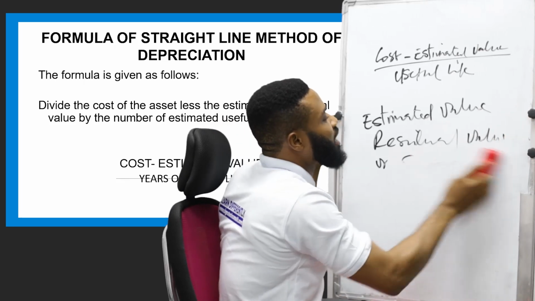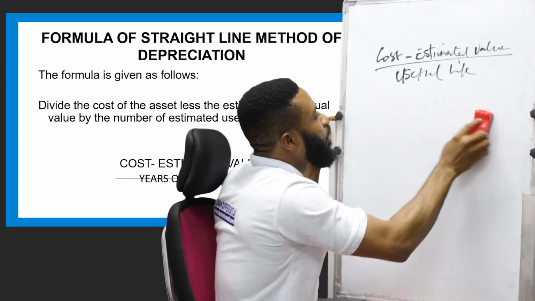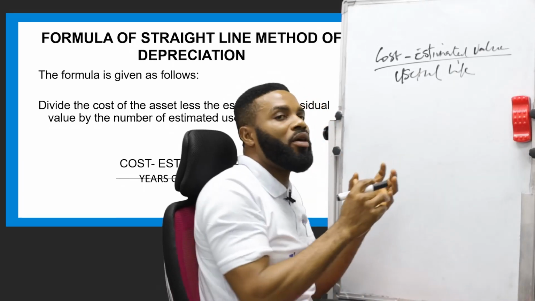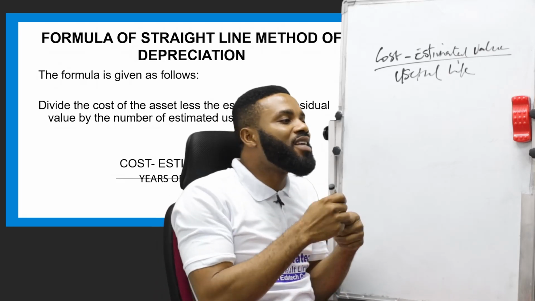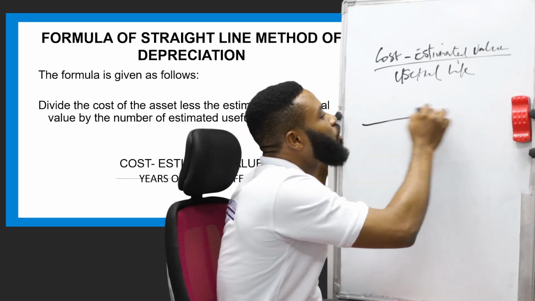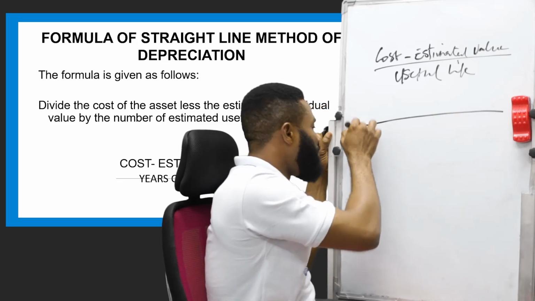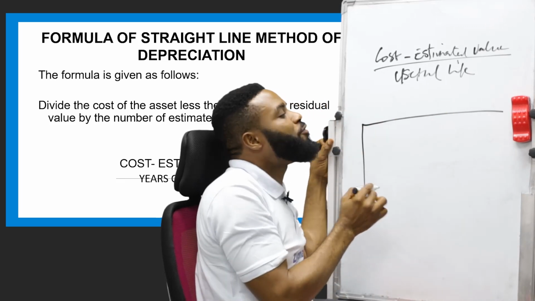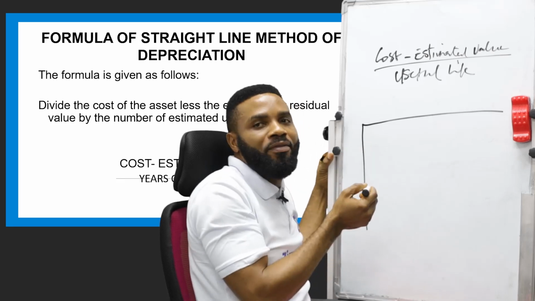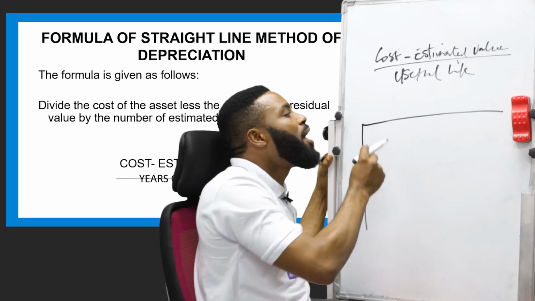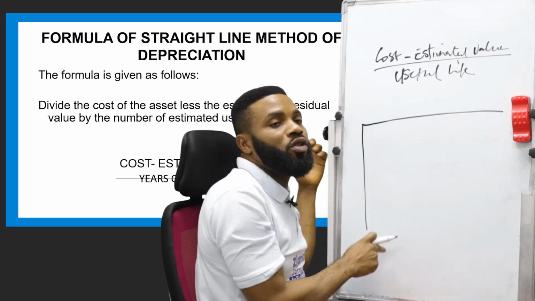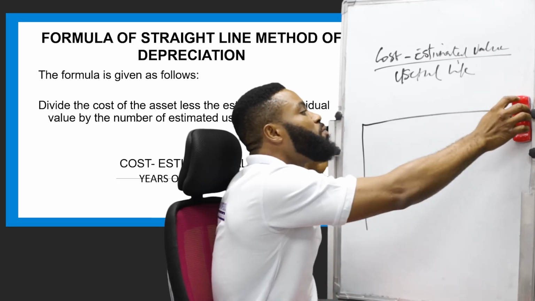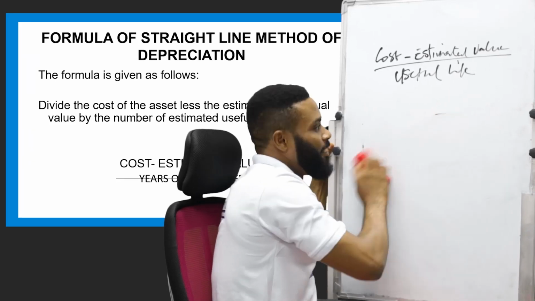Another thing I want to point out is that when we talk about straight line, equal amount is charged all through the useful life of the asset. When you say something is straight, it can either be horizontal or vertical. What we are saying is that if you want to plot it on a graph, the line must be either a vertical line or a horizontal line, but it must be a straight line.